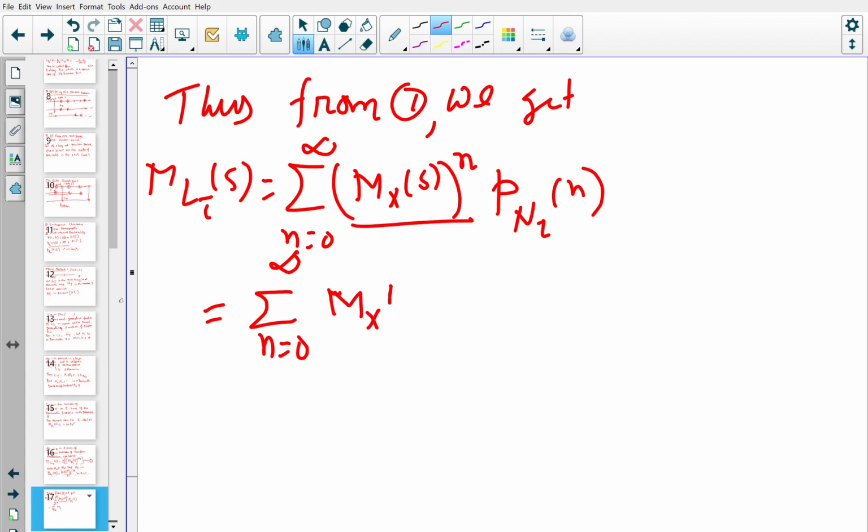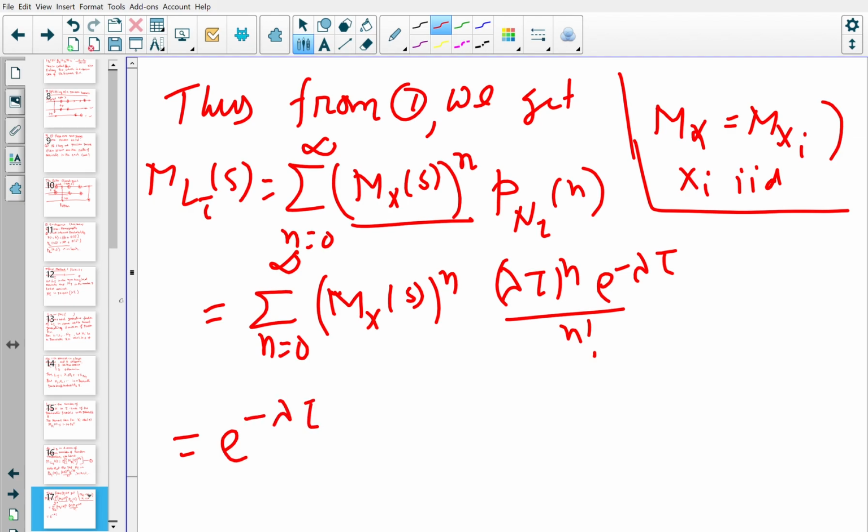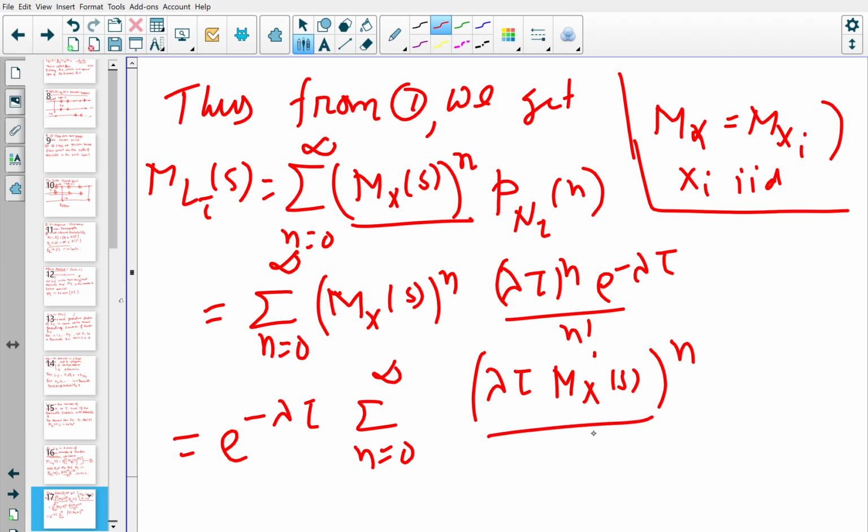Same here, mx. I'm writing mx for m size because they are IIDs, right? So mx of s. Then n, and this is lambda tau power n e power minus lambda tau by factorial n, right? Now, e power minus lambda tau is independent of n, so you can take it outside, and inside the sum you can write n equal to 0 to infinity of lambda tau into mx of s whole to the power n by factorial n.